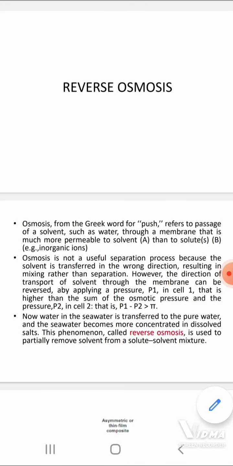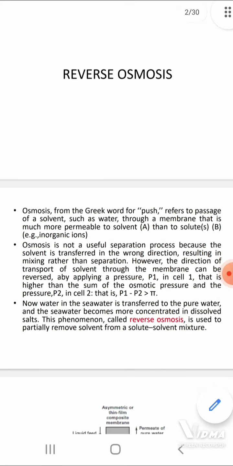In osmosis, solvent flows from a lower concentration to a higher concentration through a semi-permeable membrane. In reverse osmosis, we apply a pressure greater than the osmotic pressure to reverse the direction of flow of solvent from the concentrated solution side to the pure solvent side.